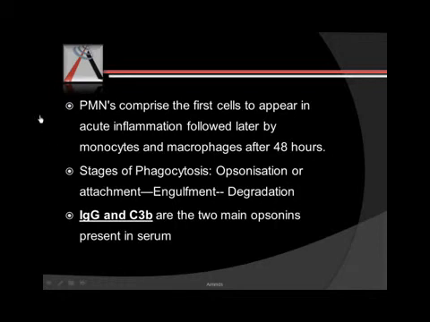In all these events, we have noticed that the PMNs are the first cells to appear in acute inflammation, and later the monocytes and macrophages come into the scenario after 48 hours.